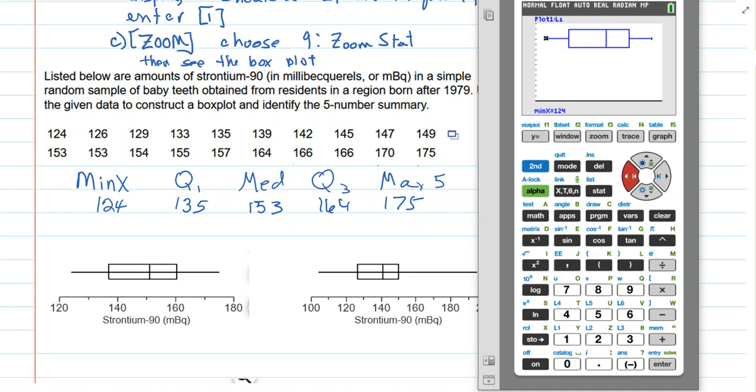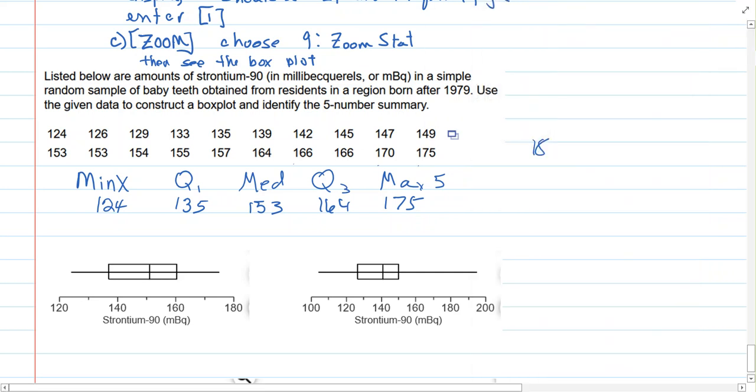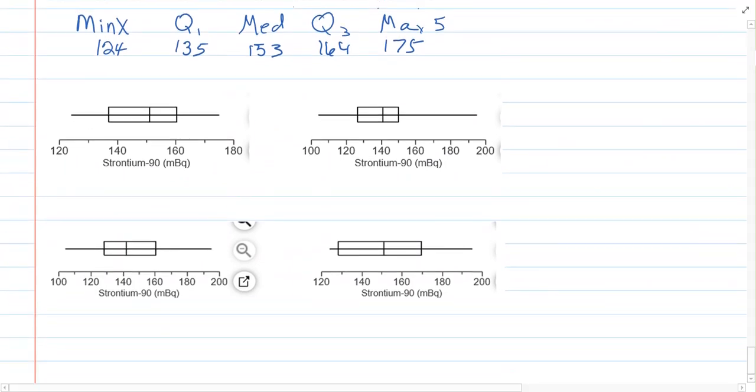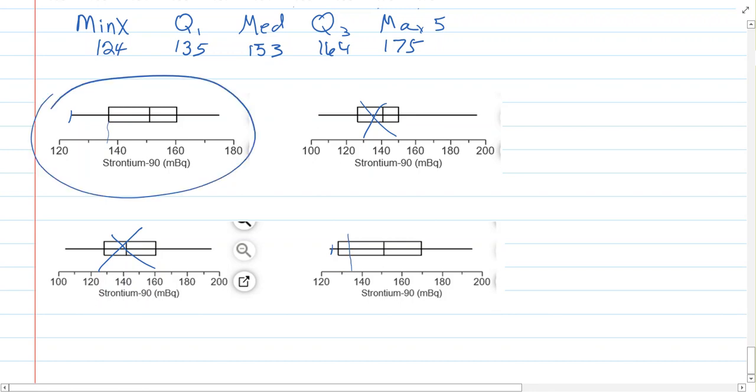So let's look at what we have here. Now at this point I can just look at what we need. So 124 looks good here. 124 does not look good here. 124 does not look good here, and 124 might look good here. Then our second one is 135. Well, that's more like 135. 135 is right there, so this is our answer. And there you have it.